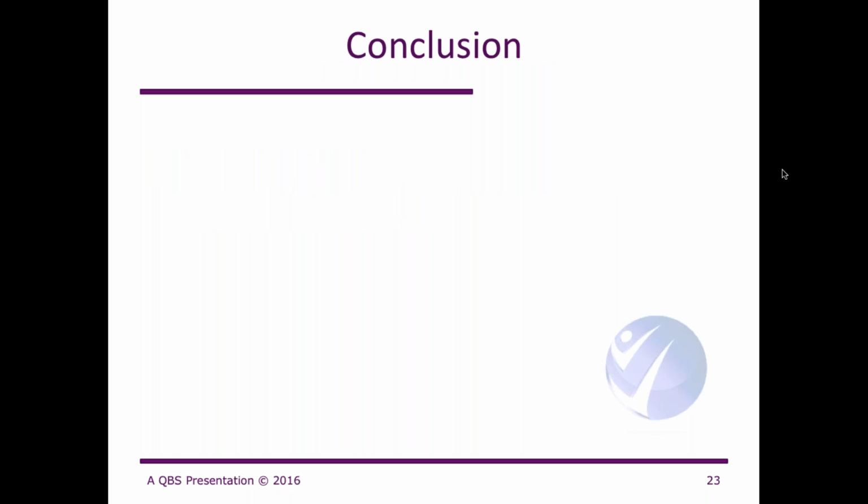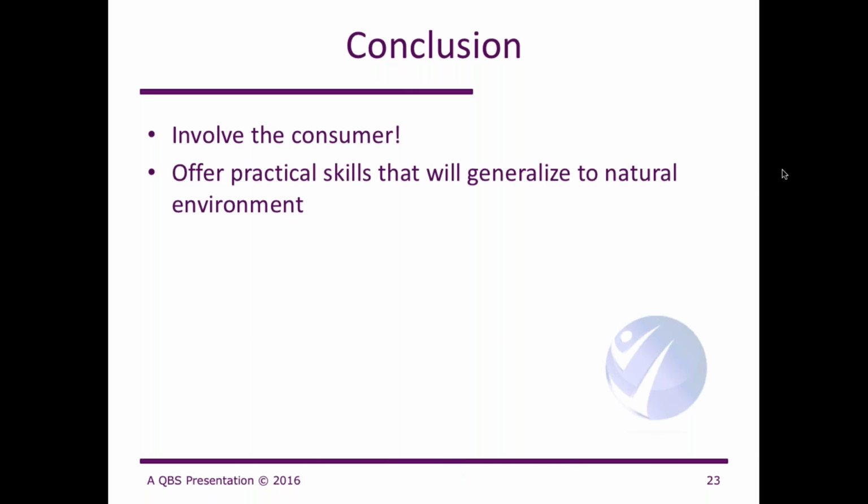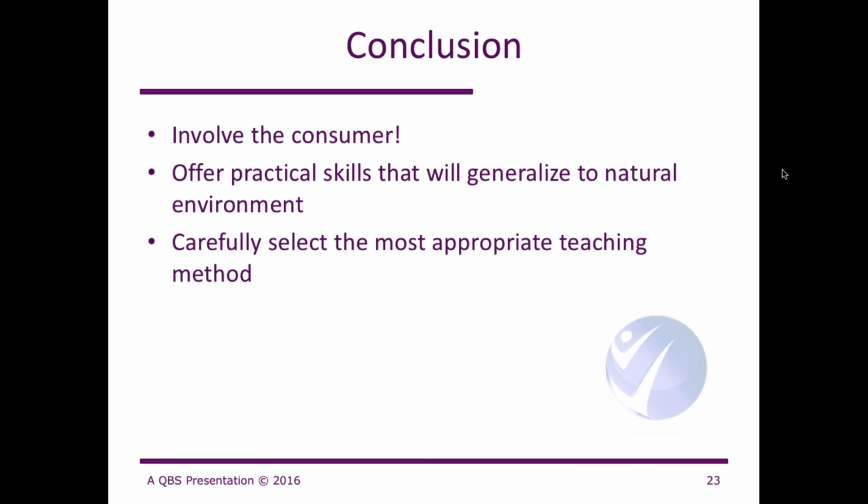In conclusion, it's important to involve the consumer in which skills to learn. Offer practical skills that will generalize to the natural environment by training in similar environments and using materials from that environment. Carefully select the most appropriate teaching method for the consumer in question and provide reinforcement throughout the process.